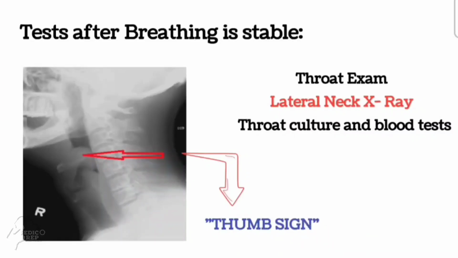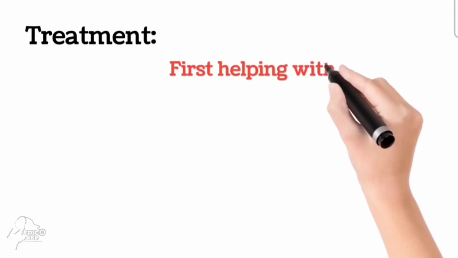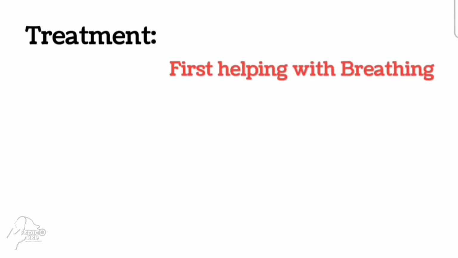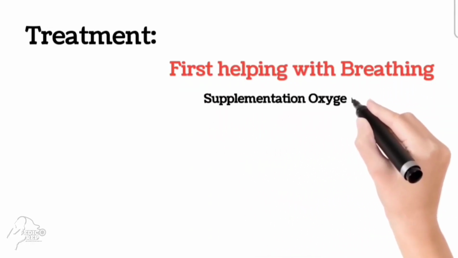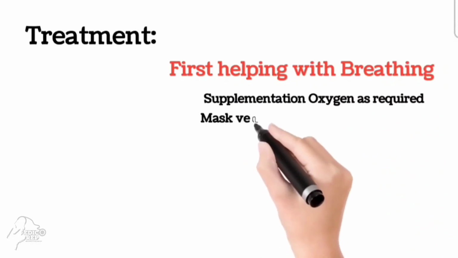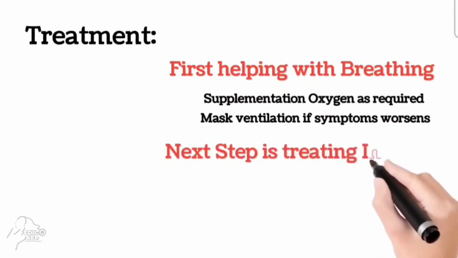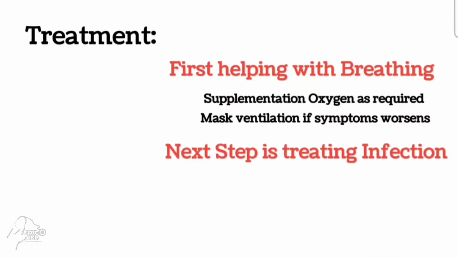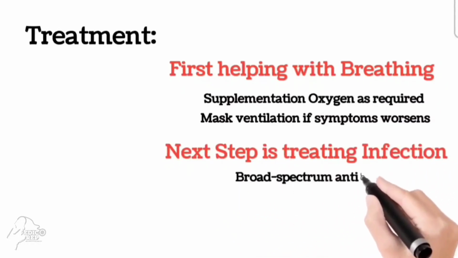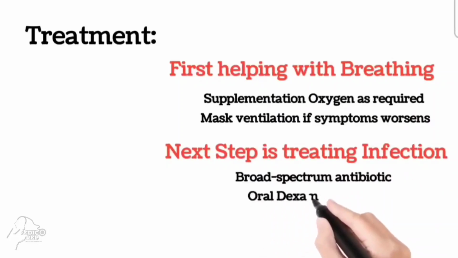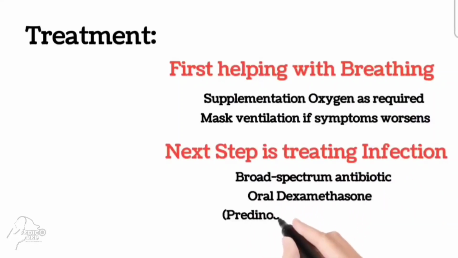In management, we will first help the patient with breathing, which can be done by supplemental oxygen and mask ventilation if symptoms worsen. The next step is treating the infection which is causing the airway constriction. It can be done by prescribing the patient broad spectrum antibiotics like ceftriaxone. We can also use a corticosteroid like oral dexamethasone, which will help the patient in breathing. Prednisolone can also be used as an alternative to dexamethasone.